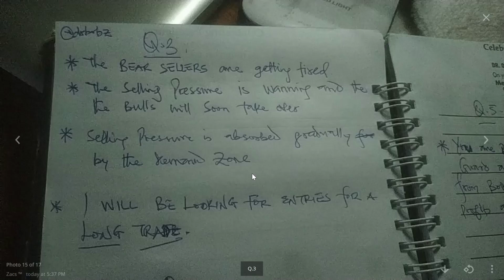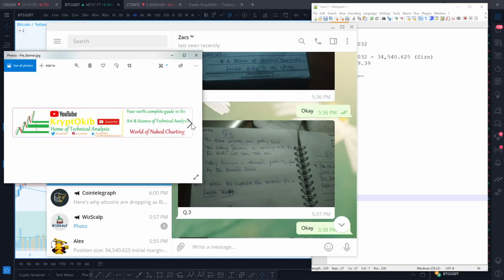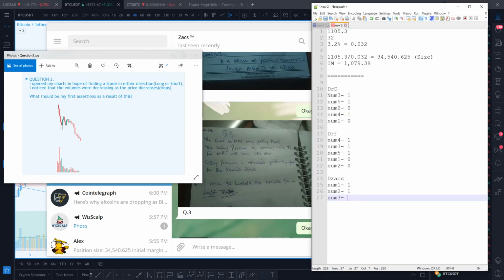Number 3. The bear sellers are getting tired. The selling pressure is waning and the bulls will soon take over. Selling pressure is absorbed gradually by the demand zone. I will be looking for entries for a long trade. That is question 3. Let me see question 3 here. Oh, that's correct. You are looking for a long trade. That's perfect. So number 4.